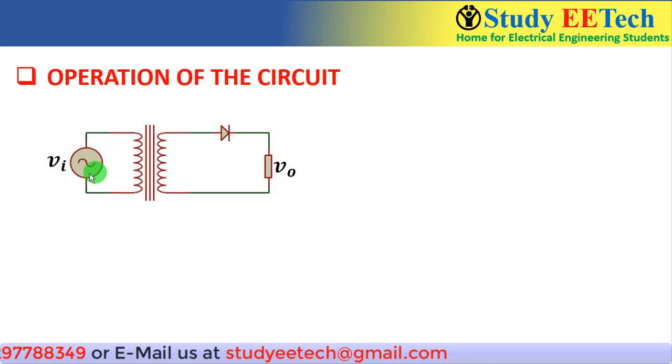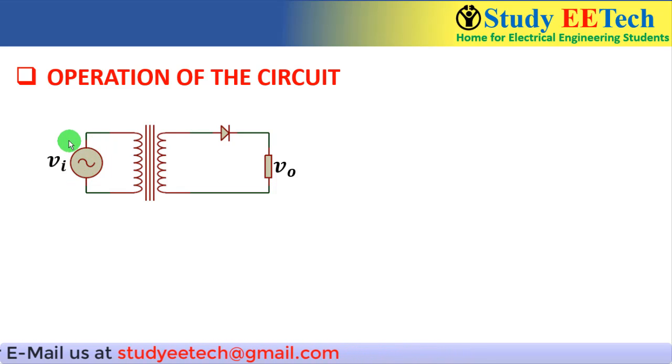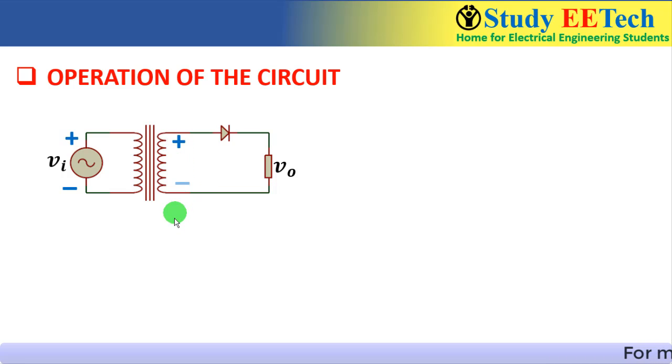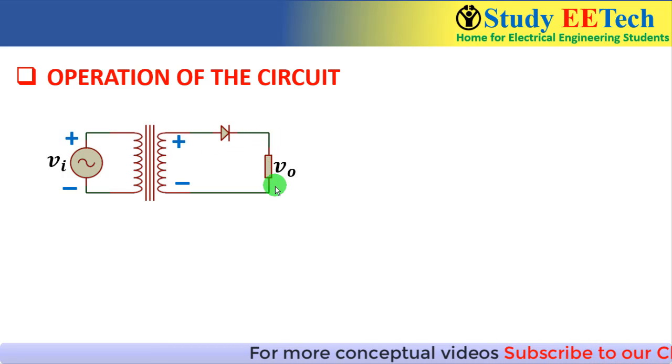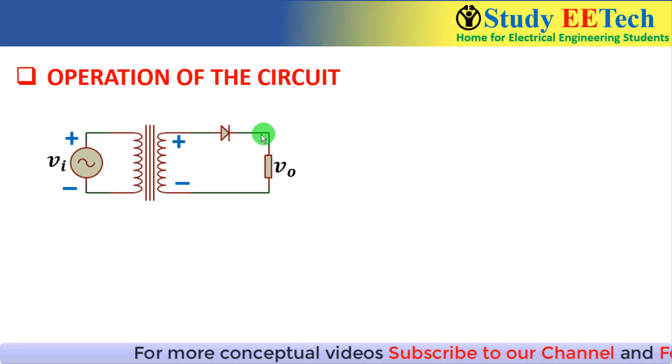The input is a sinusoidal voltage, that means its polarity keeps changing. In the positive half cycle, we can say this terminal voltage is positive and this terminal voltage is negative. Assuming the dotted terminals of the transformer are here, this voltage will be positive and this voltage will be negative. Now looking at this circuit, we can see that the anode terminal of the diode is facing the positive voltage and the cathode terminal of the diode is facing the negative voltage through this path.